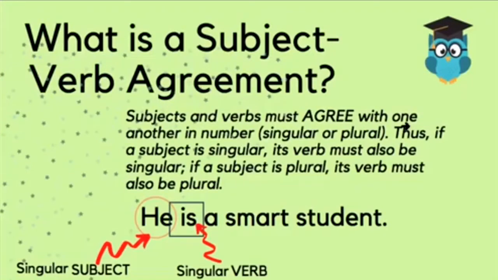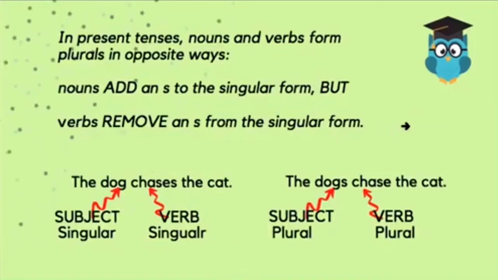For example, here we have the sentence, he is a smart student. He is a singular subject, therefore the verb should be in a singular form, which is is. All right, so he is. Next, in present tenses, nouns and verbs form plurals in opposite ways. For nouns, you add an s to the singular form to make it plural, but for verbs, you have to remove an s from the singular form to make it plural.